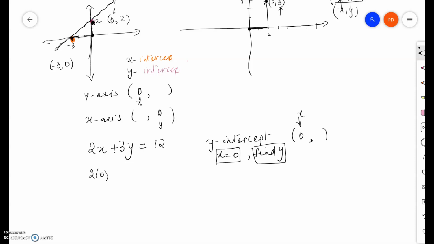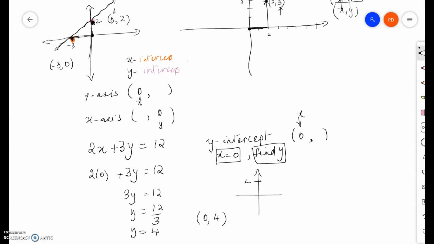So 2 times 0 plus 3y equals 12. 2 times 0 is 0, so 3y = 12. y = 12 divided by 3 when you divide both sides by 3. So y = 4. What this tells us is that the y-intercept is equal to 4, which means the graph crosses the y-axis at 4. So (0, 4) is the point on the y-axis.